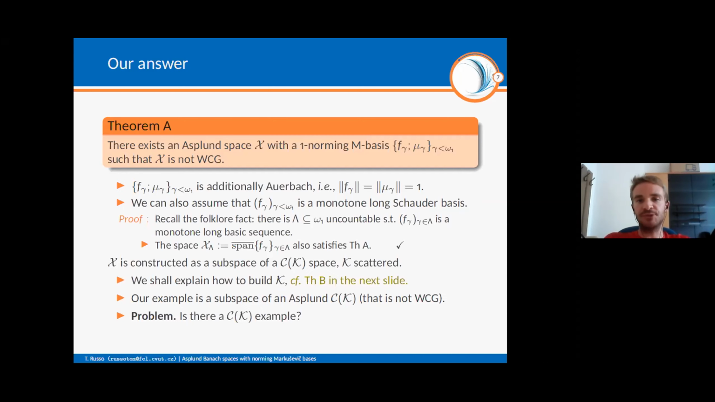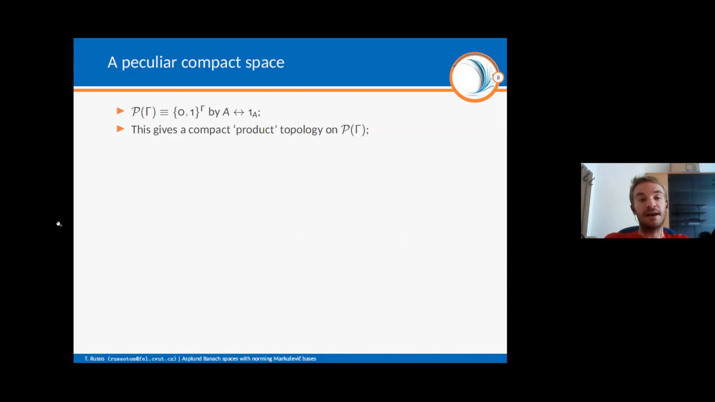Now I think it's time to discuss the second theorem, which will be devoted to describing properties of this compact. And in order to do this, I need to give a small piece of notation. So if you have any set gamma, you can define in a natural way a compact topology on the power set of gamma, merely by the classical identification between a set and its characteristic function. So we can identify the power set of a set gamma with all the functions from gamma to {0,1}. So this is compact in the product topology, and you just pull the product topology back to the power set.